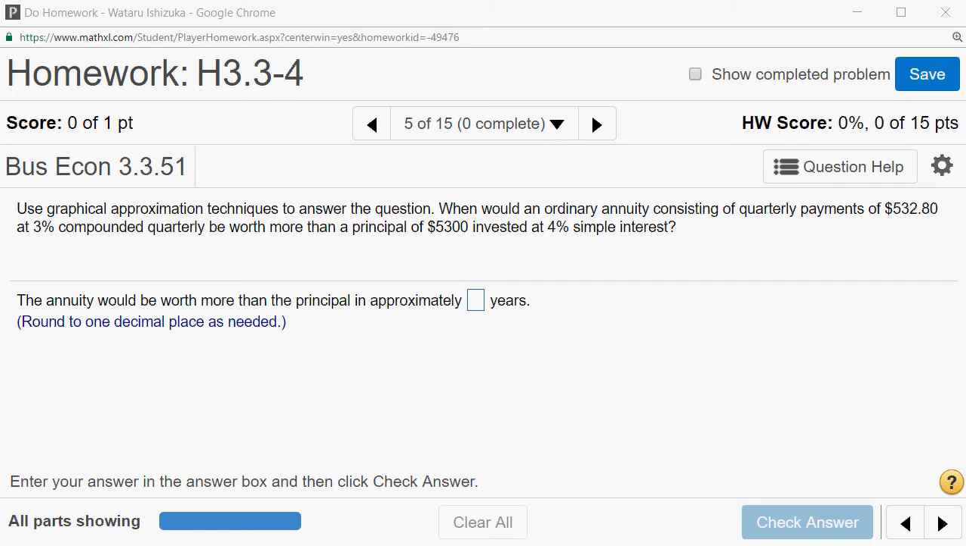Alright, let's look at the homework 3.3, problem number 5. Alright, let's use GeoGebra to solve this problem.